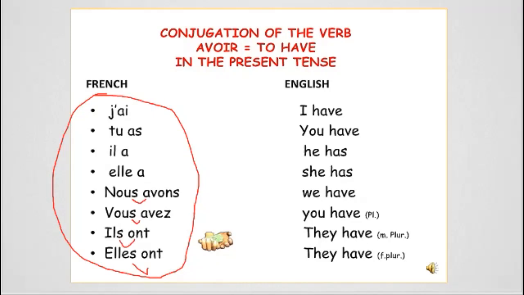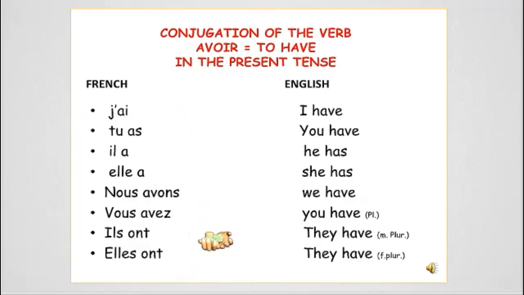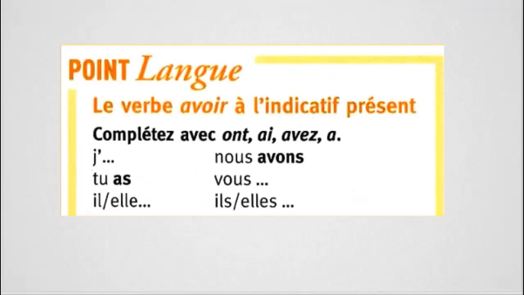Nous avons. Vous avez. Ils ont. Elles ont. Okay. Now you can do the exercise. You have, il a. So you can do the exercise right now.